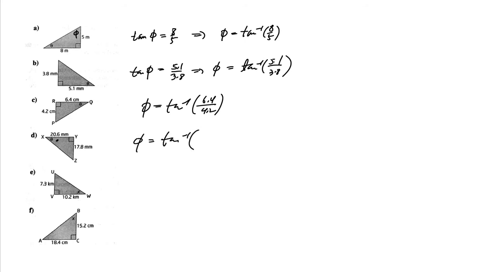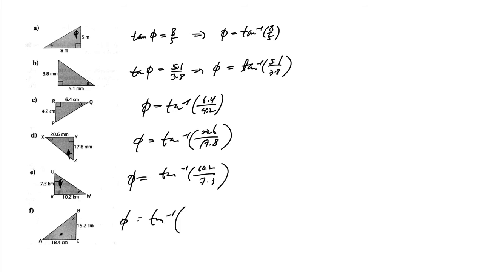Tangent inverse of, this is phi, 20.6 over 17.8. Okay, here, this is phi. Tangent inverse of 10.2 over 7.3. Tangent inverse of, right, 15.2 over 18.4. Okay, all we have now to do is to punch these things into the calculator.